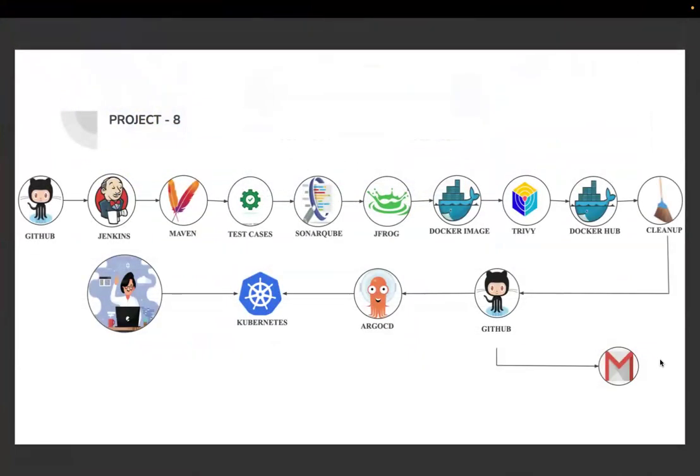Everything is automated in this. Whenever the developer pushes his code to the GitHub repository, a Jenkins pipeline automatically starts. The first stage of our Jenkins pipeline is to fetch the code from the GitHub repository to our Jenkins machine and execute the Maven build. It is going to build our project, and after the build, it is going to execute our test cases.